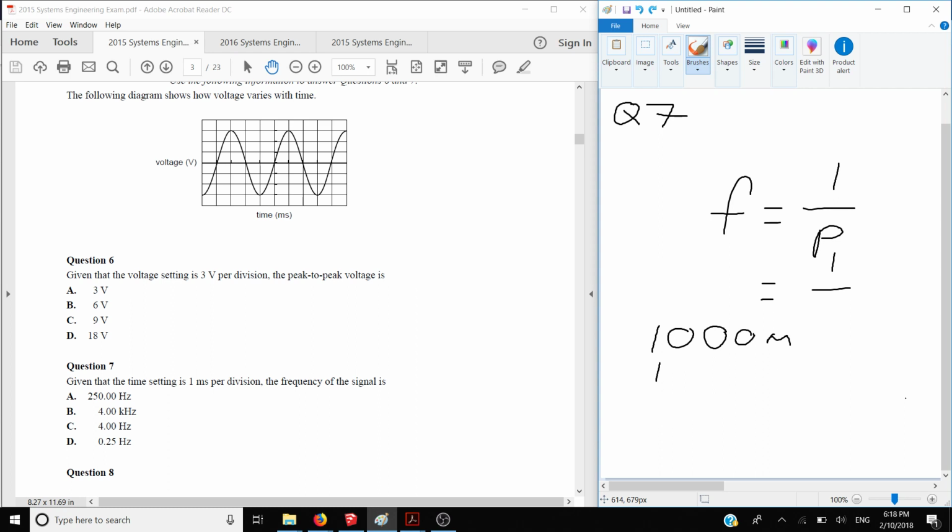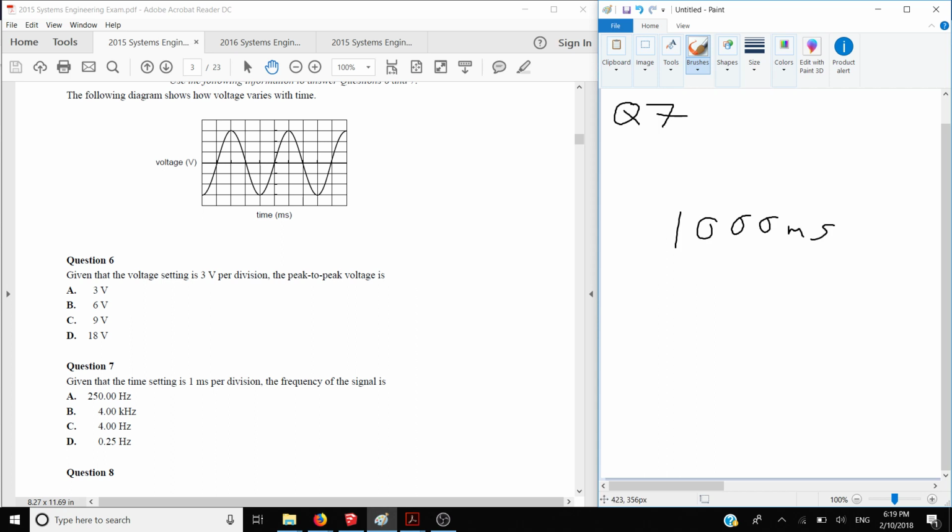I actually find that to be sort of the long-winded way of doing it. Well, not the long-winded way. It's not the most intuitive way for me. So I think to myself, all right, there's 1,000 milliseconds in a second. It takes 4 milliseconds for this to do 1 cycle.